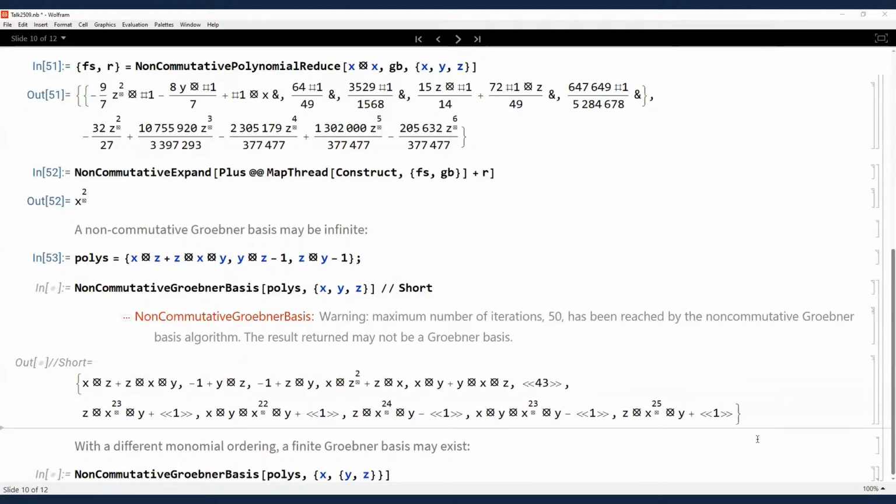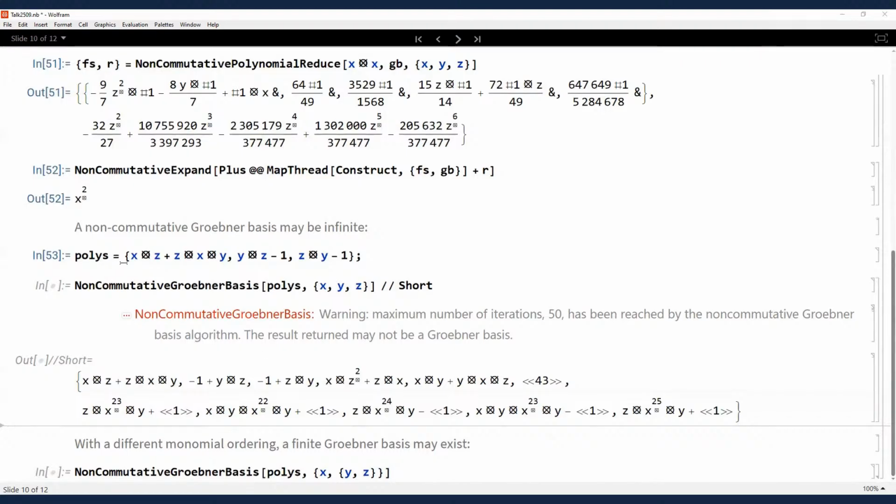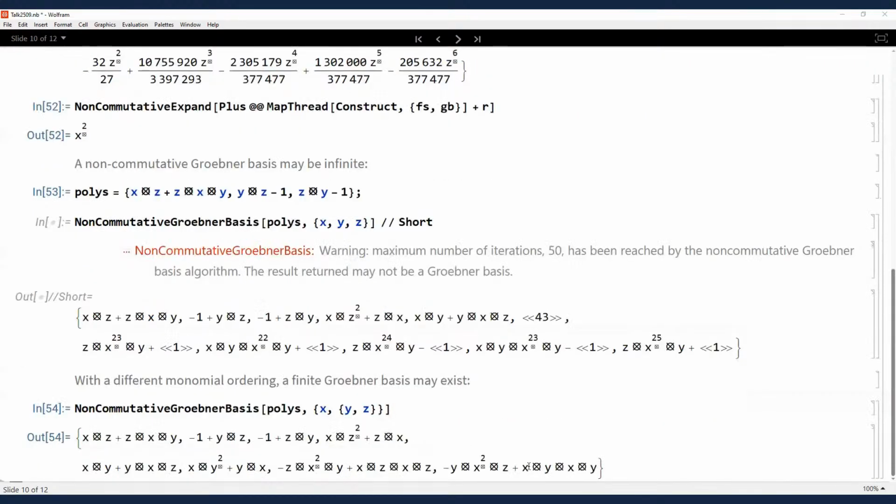However, with the same generators but different monomial ordering, a finite Grobner basis may exist. In this case, we get a quite simple Grobner basis if we treat y and z as a pair here. So it's a different graded monomial order.